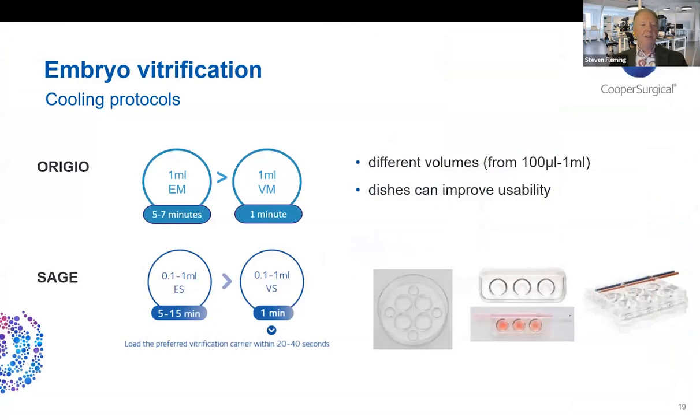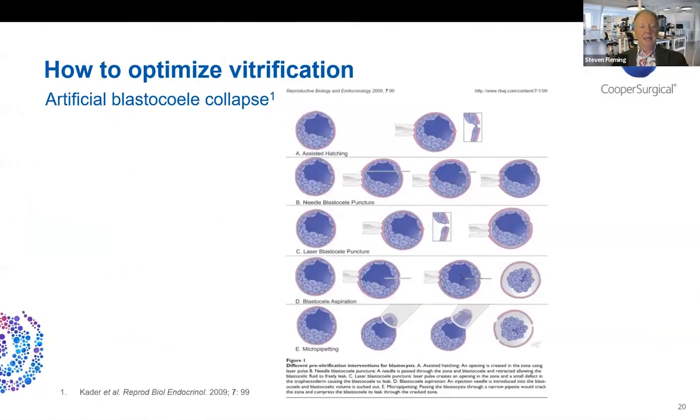Now for embryos or blastocysts, most people use a simple two-step protocol, and again, volumes typically range from 100 microliters to 1 mL. Again, the same principle applies, that larger volumes and certain dishes may help. The other thing that may help with blastocysts is collapse of the blastocoele.